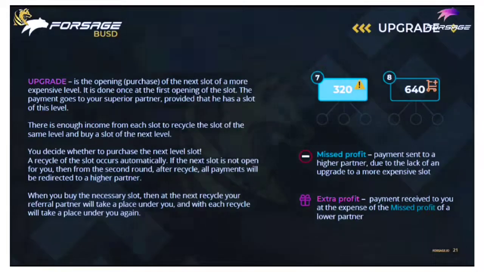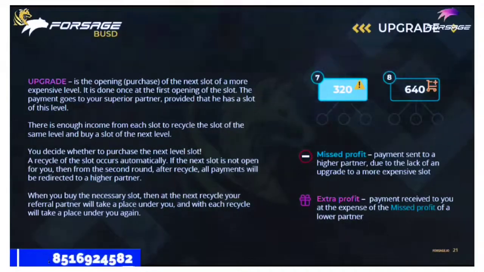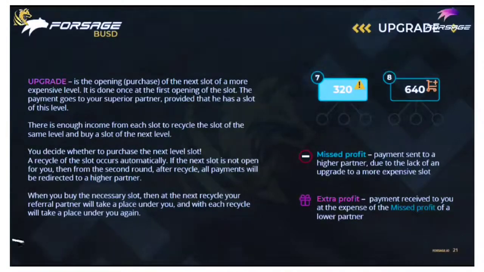in a new matrix. You can also choose to upgrade your slot, that means opening the next slot of a more expensive level. There's always enough income from each slot to recycle the slot of the same level and buy the next slot. So if you have higher slots open, you will have extra profit, which means payment received by you at the expense of the missed profit of a lower partner.